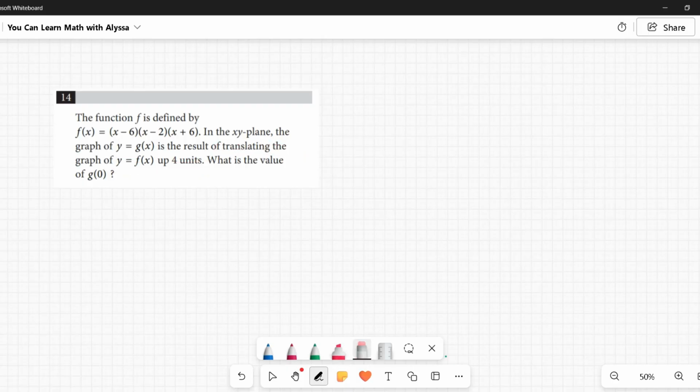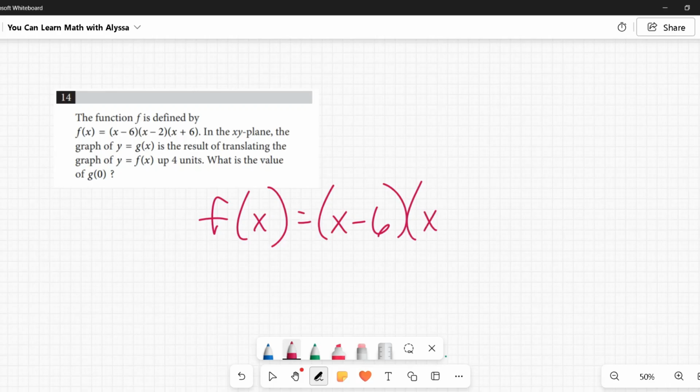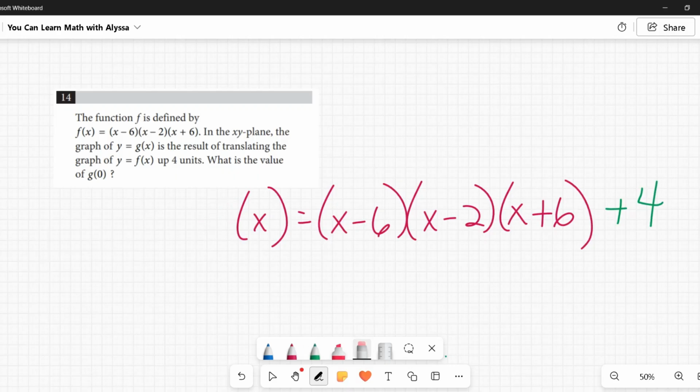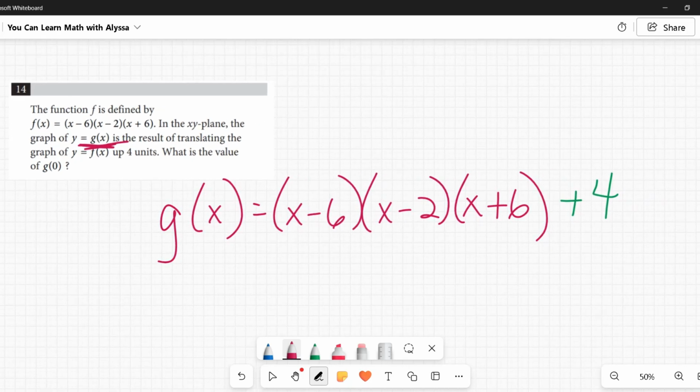So here, for this one right here, to translate this thing that we were given, f of x equals x minus 6 times x minus 2 times x plus 6. To translate it up 4, all we have to do is add 4. And now it is no longer f of x. The problem tells us this is g of x. G of x is when we move it up 4. So there's our g of x.